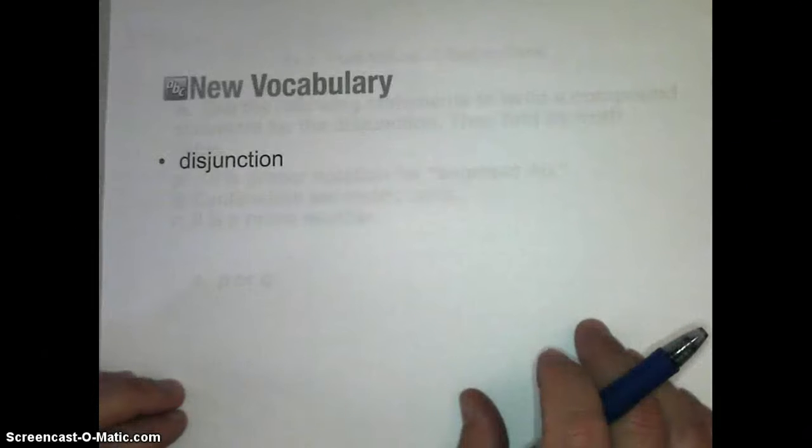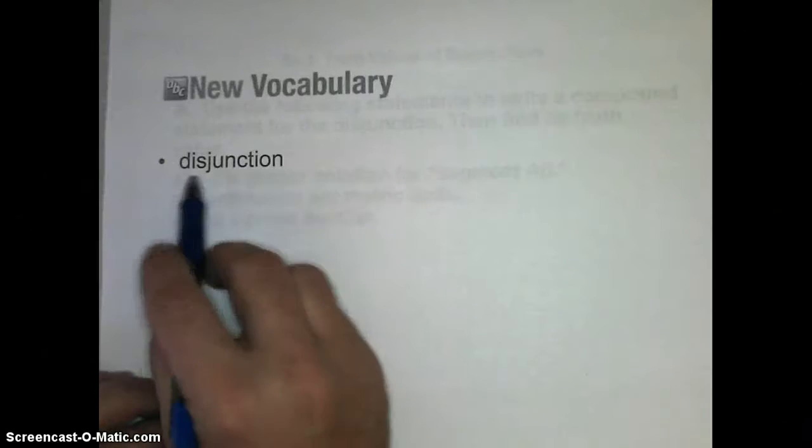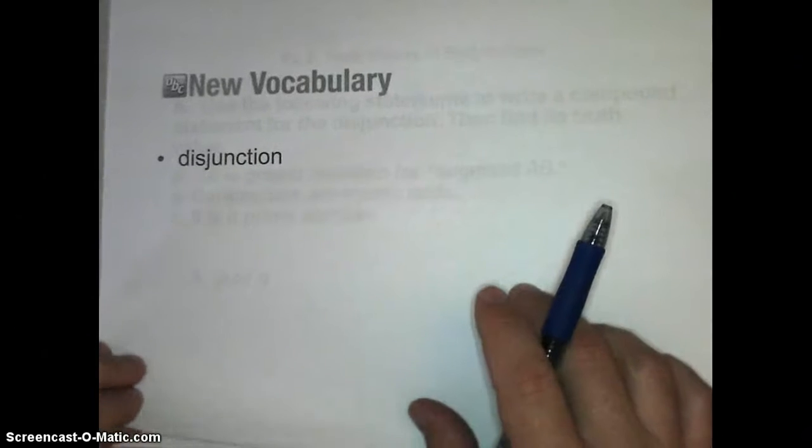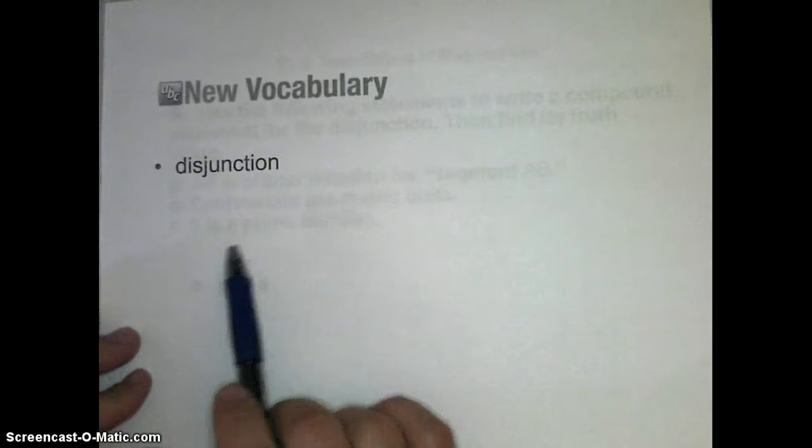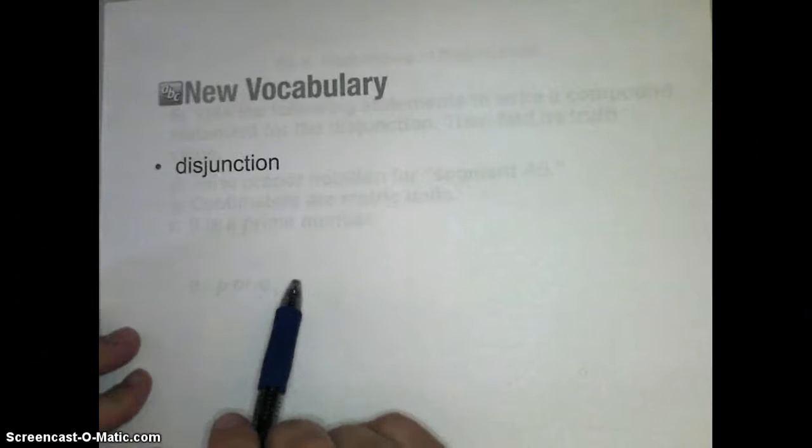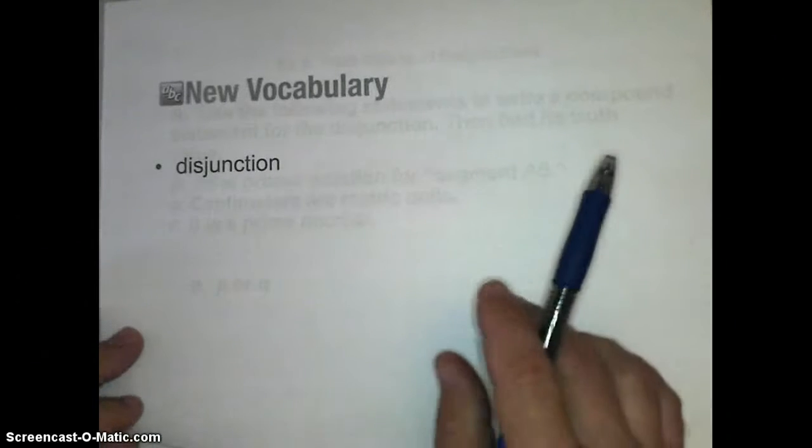And that brings us to our next form of compound statement called a disjunction. Conjunction uses the word and, disjunction uses the word or. For a disjunction to be true, one part or the other must be true. Not both, only one must be true. But if they're both false, then your disjunction is also false.